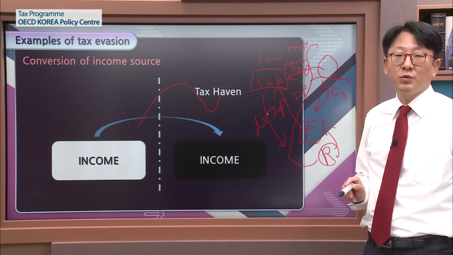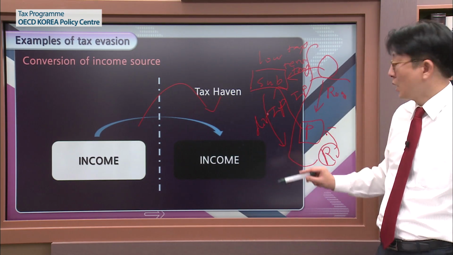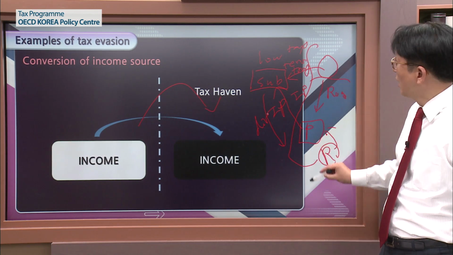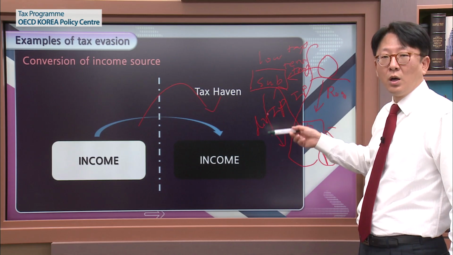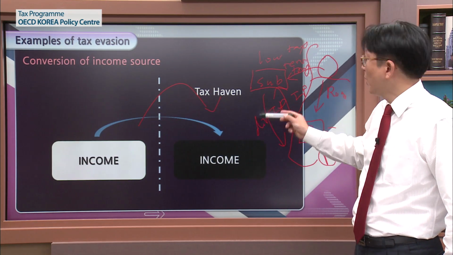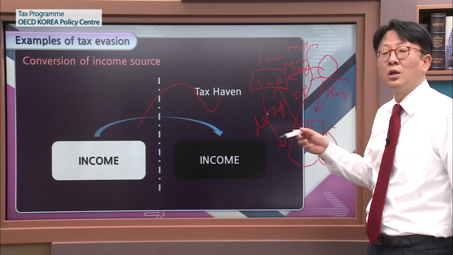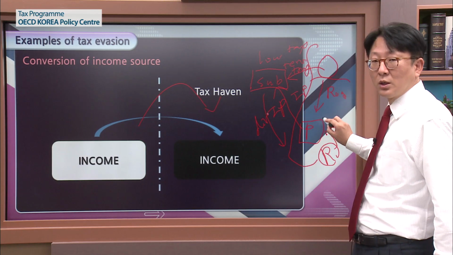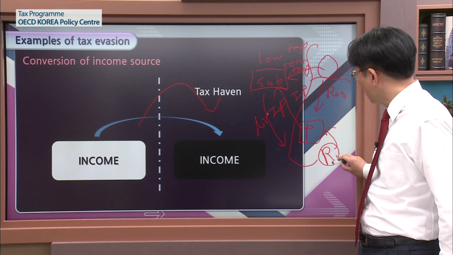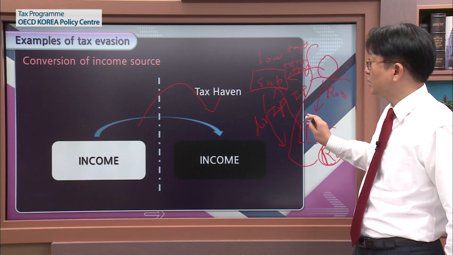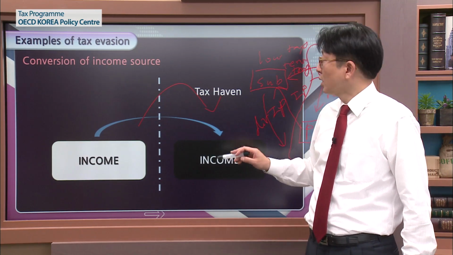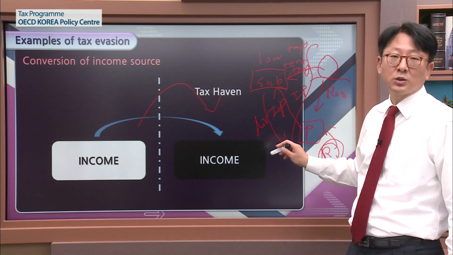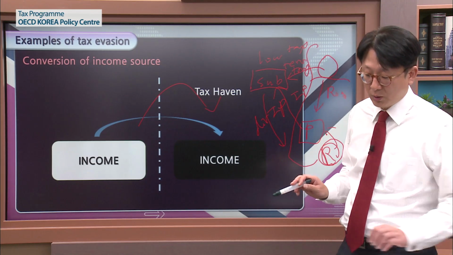Well, if they pay dividends to the parent company, it could be taxed by state R. However, they can defer for a very long time, and by using this kind of structure, they can avoid the tax payment otherwise imposed by state R. So this is a simple example of conversion of income sources from the high tax territory to the low tax territory.